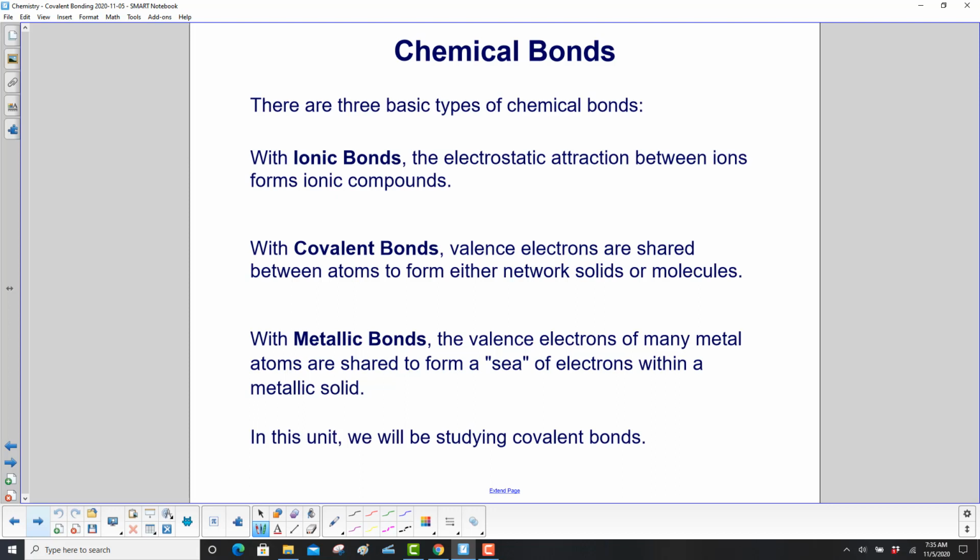There are three basic types of chemical bonds. We have ionic bonds, where the electrostatic attraction between ions forms ionic compounds. Covalent bonds, where valence electrons are shared between atoms, and they form either network solids or molecules. And then finally, metallic bonds. The valence electrons of many metal atoms are shared to form a sea of electrons within a metallic solid. This unit will be studying covalent bonds.